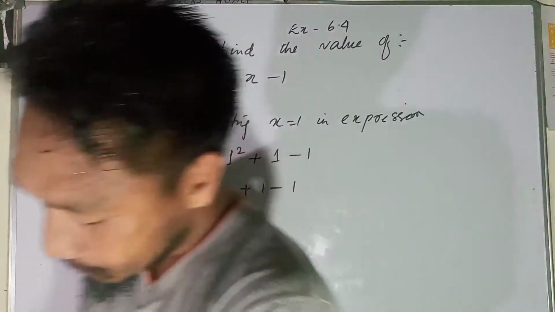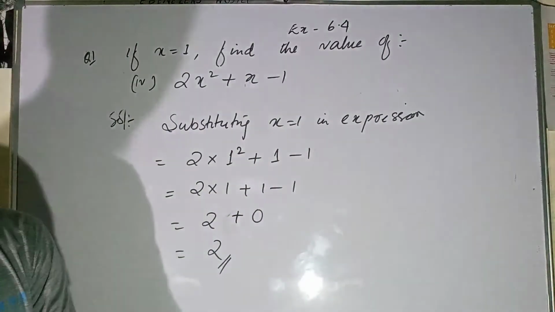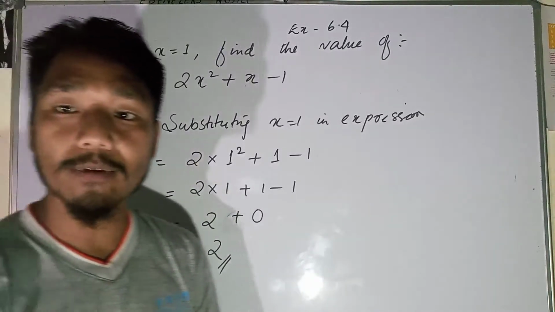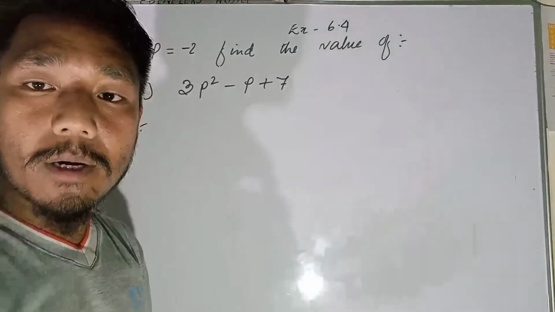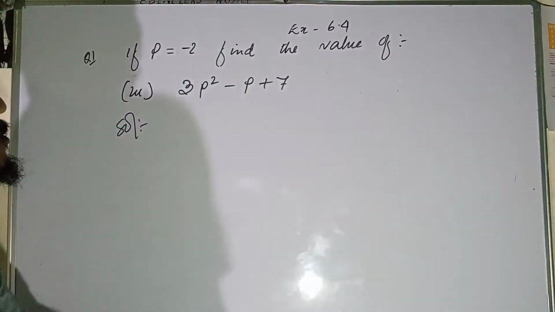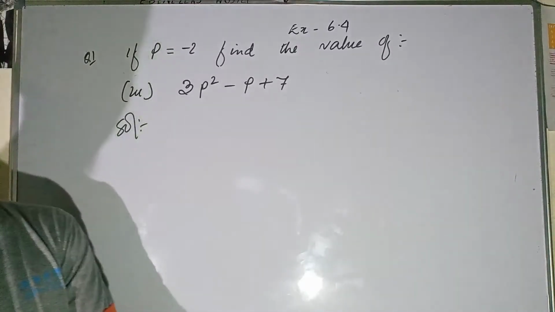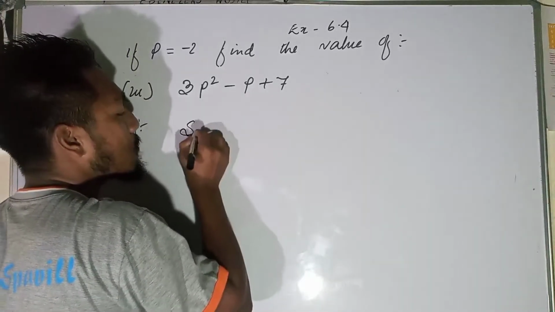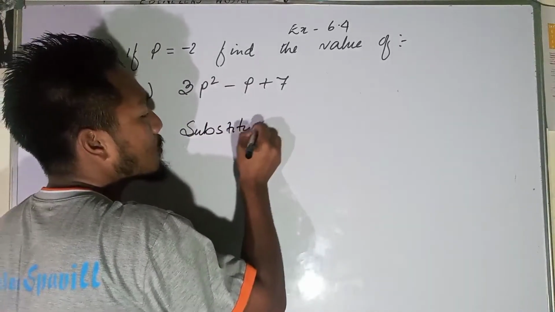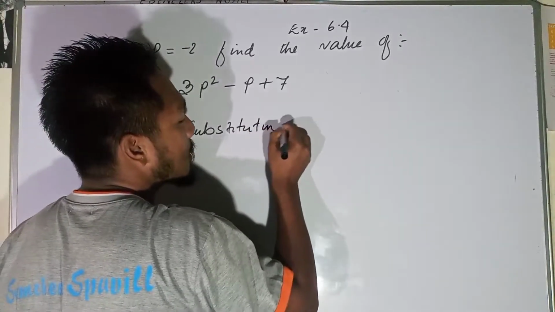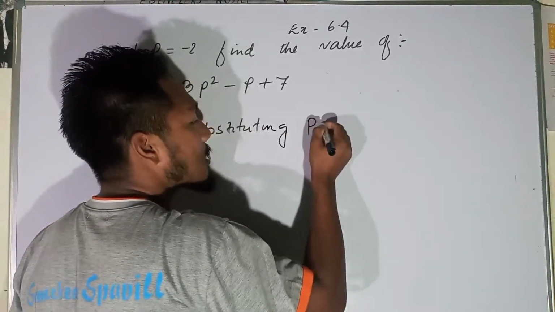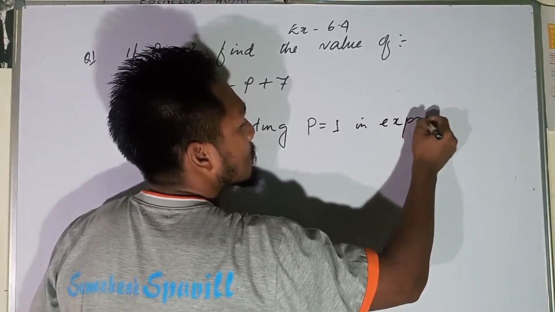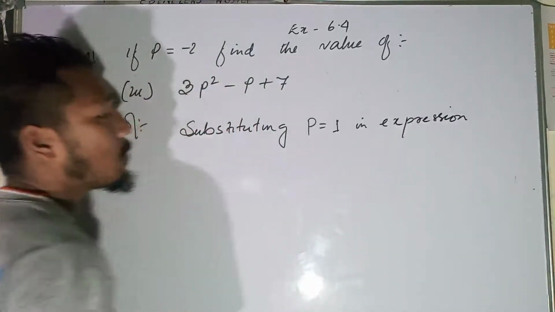So similarly we'll do the question number Roman number 2. I will just solve 2 questions. The remaining you have to do as homework. Let's go with the question number Roman number 3, and I will also do Roman number 2. Roman number 3, you see. Substituting p, now in place of x, it is p. So p is equal to 1 in the expressions.